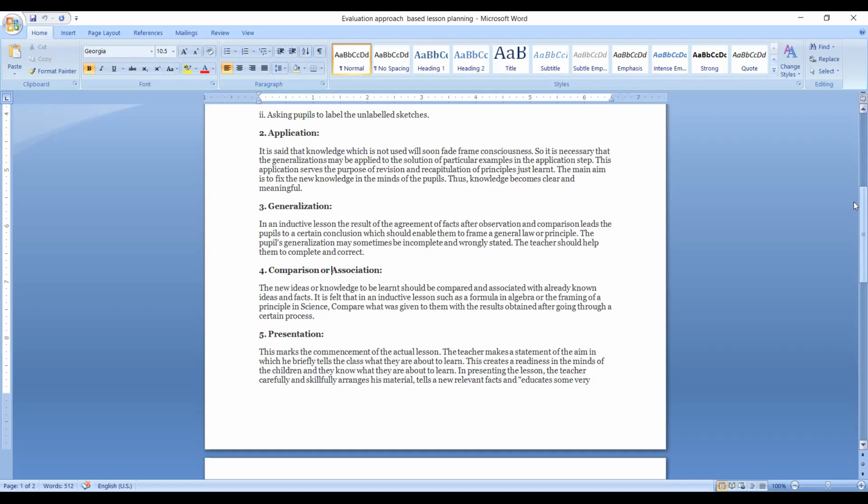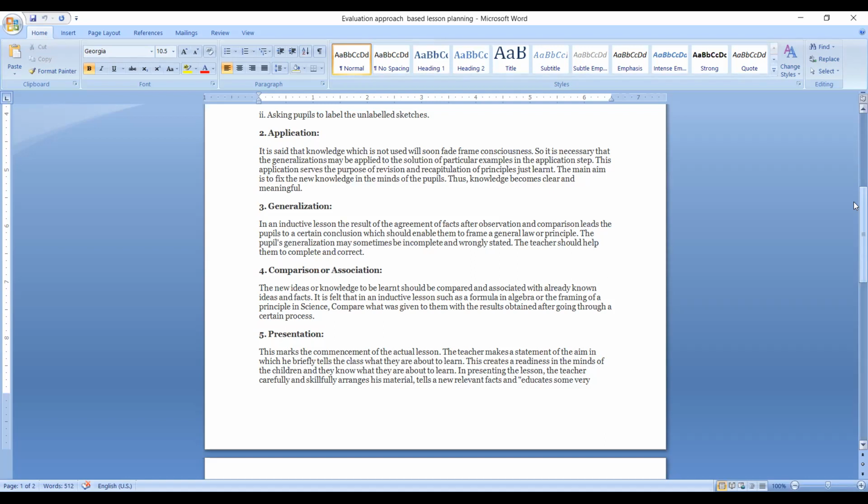Then in the fourth step, comparison or association. The new ideas or knowledge to be learned should be compared and associated with already known ideas and facts. We have discussed many times the importance of previous knowledge. So definitely, whatever we have learned earlier, we are going to compare it and connect it with the new ideas and facts.